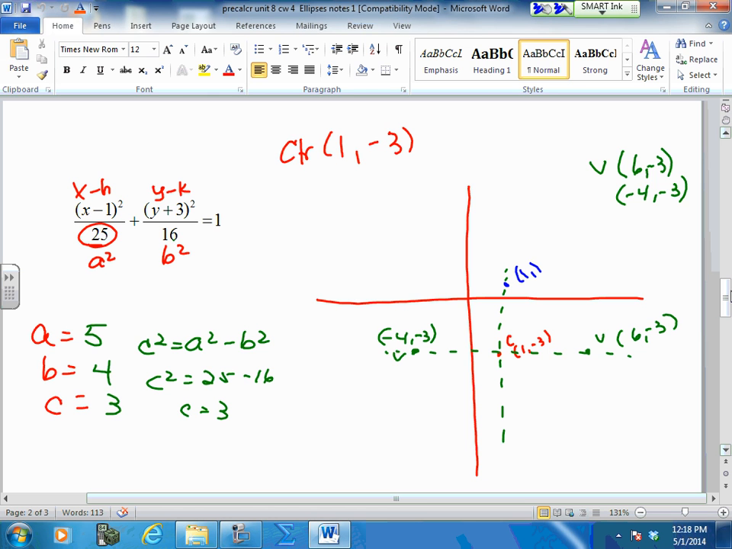This is called a co-vertex. The pilot and a co-pilot. And drop this down 4. So 1, good. Negative 7. Okay. Now draw your ellipse. You should make it a little wider.